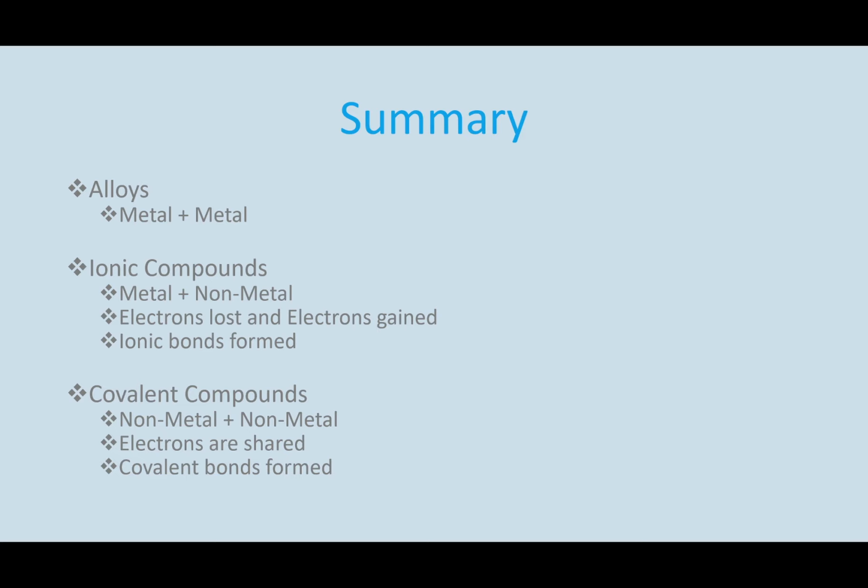With covalent compounds, you have a nonmetal and a nonmetal. And in this case, because you have two nonmetals, the electrons are shared between them, and in that sharing, covalent bonds are formed. So again, the key things are the 3 different types of compounds, how they're formed, and how we can draw them or represent them using the Lewis dot diagrams.